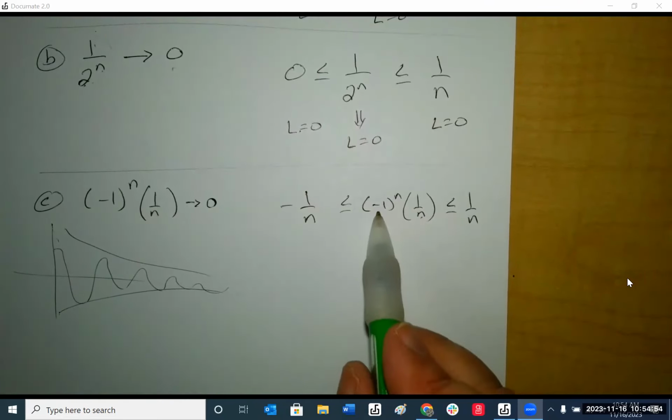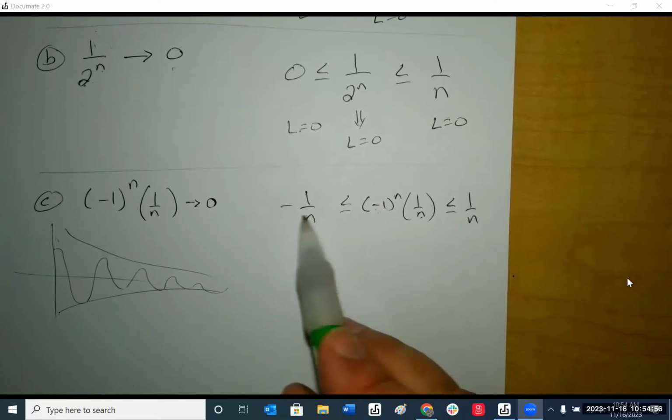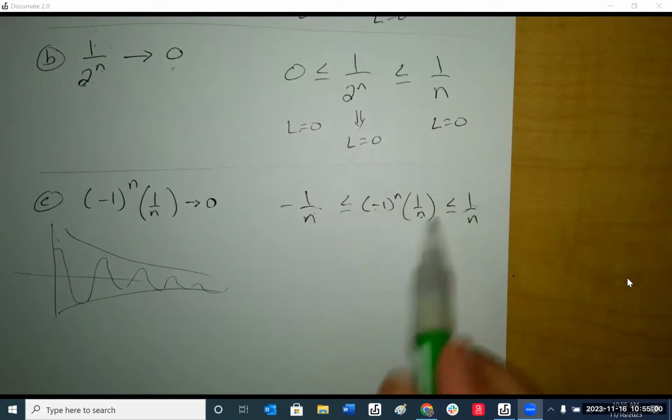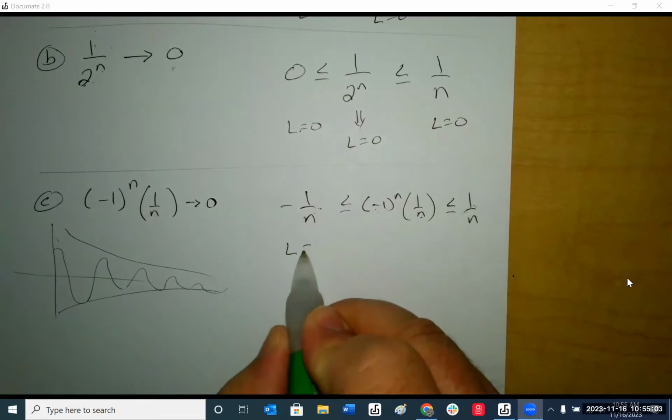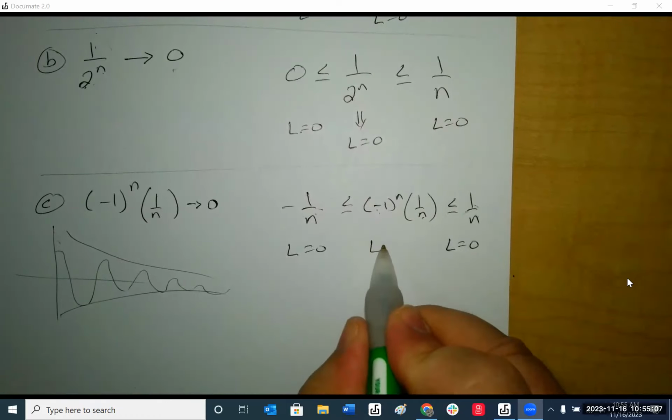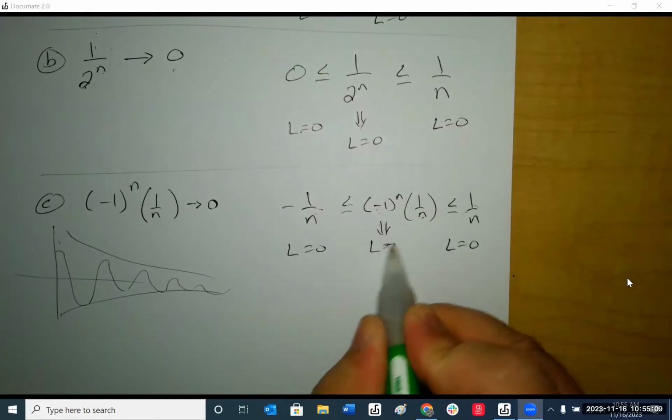Again, this one here oscillates between positive and negative. So that means these are going to be equal. The limit of this one we know is 0. The limit of this one is 0. Therefore, the limit of this one has to be 0.